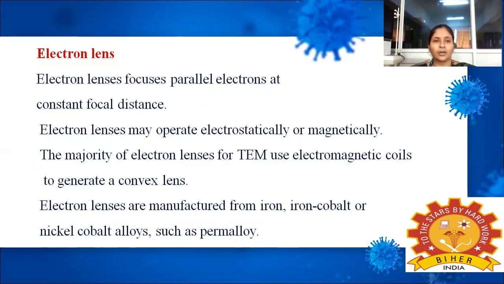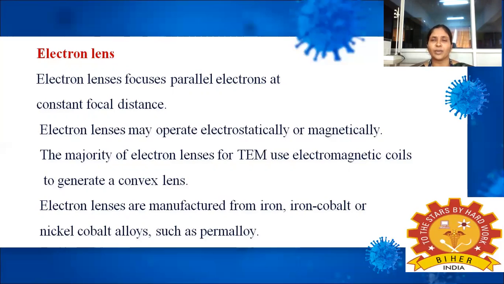Electron lenses focus the parallel electrons at a constant focal distance. Electron lenses may operate electrostatically or magnetically. The majority of electron lenses for TEM use electromagnetic coils to generate a convex lens. Electron lenses are manufactured from iron cobalt or nickel cobalt alloys such as permalloy.